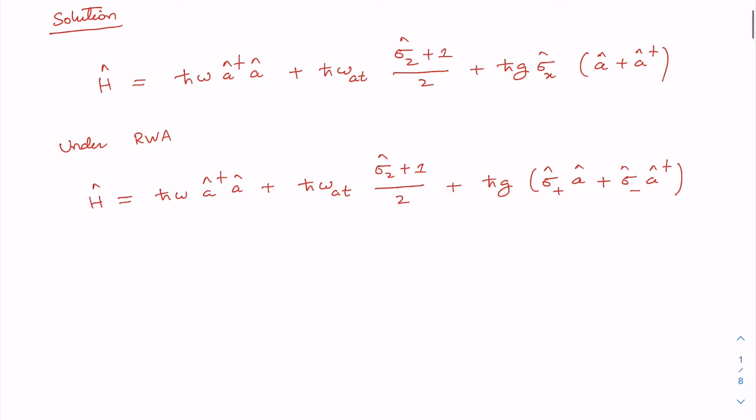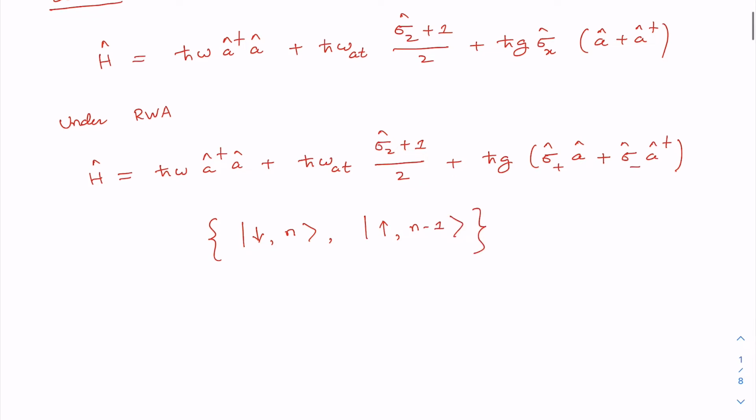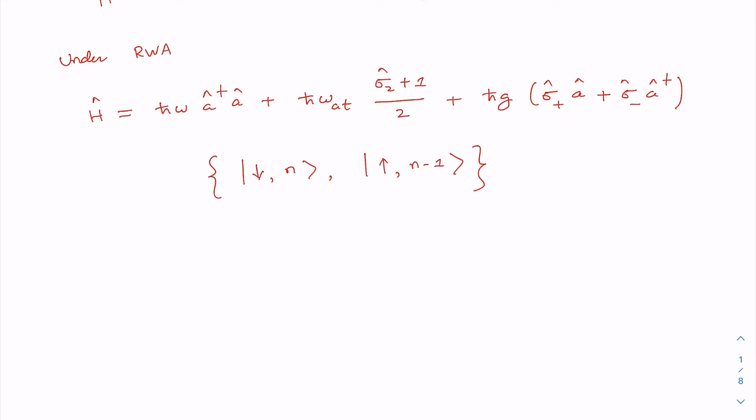Now to express this Hamiltonian in the matrix form, let us make the basis states. Take the basis states as the atom in the ground state with n photons in the field, and the other one with the atom in the excited state and one less photon in the field. This we are going to take as our basis. To simplify the notation, I will denote the first as ket alpha and the second as ket beta.